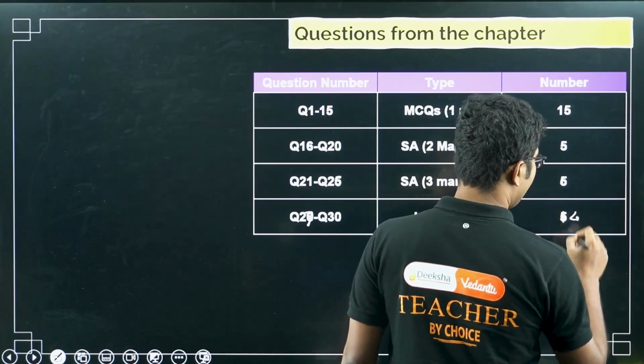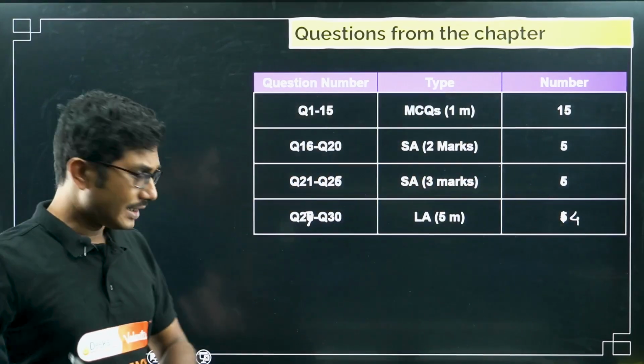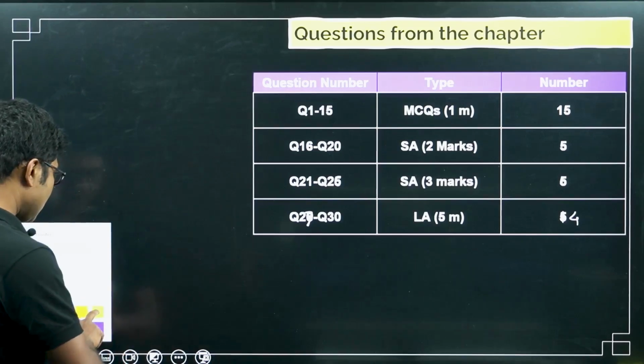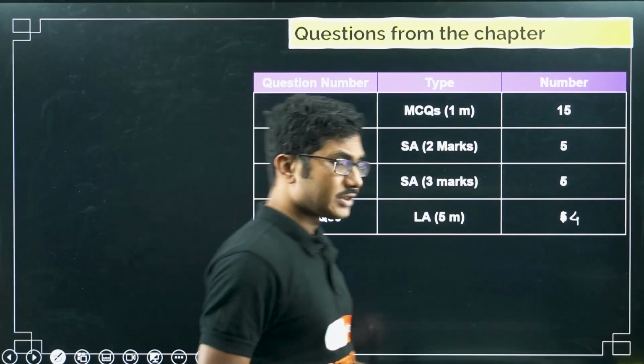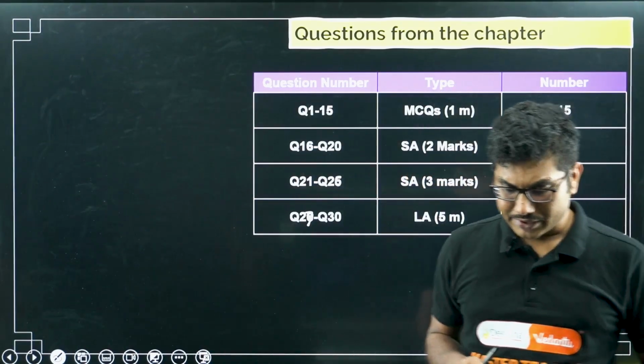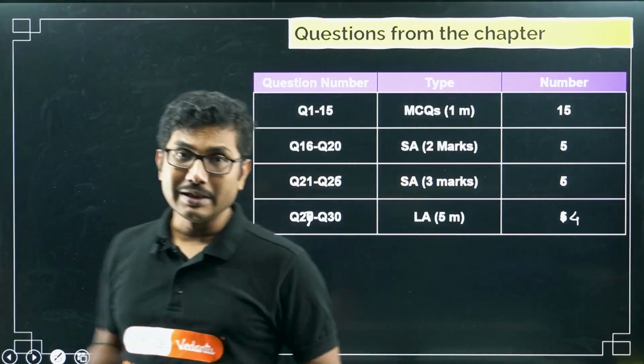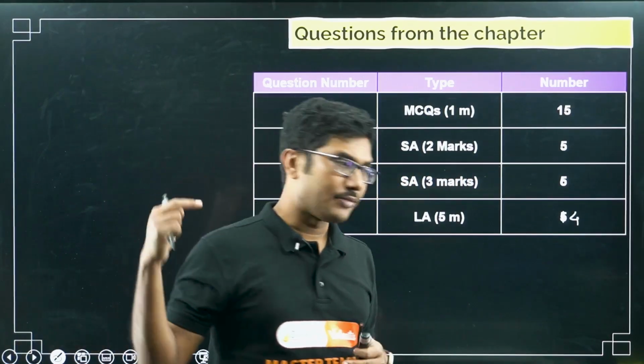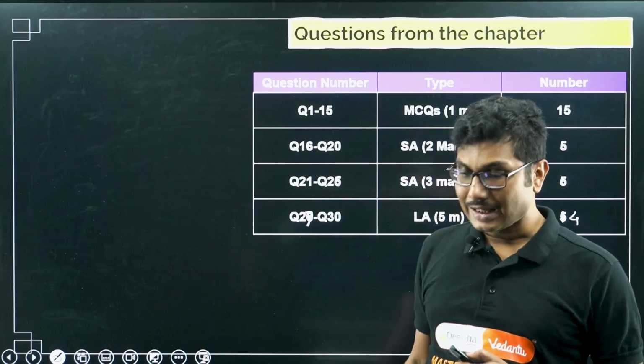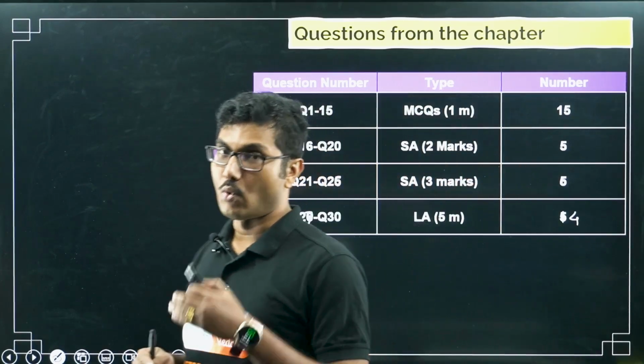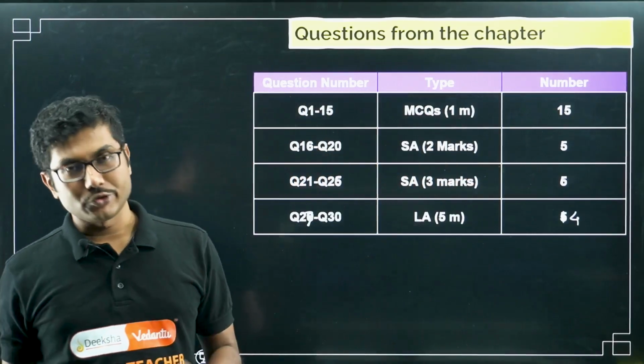Okay, not 5, 4 long answer type questions, because I have checked all the years previously. I thought I would give you 5 long answer type questions, but after checking all the previous years, mainly 2 questions are coming almost every alternate year. I will obviously discuss those 2, and if some other question came, I am going to discuss that as well.